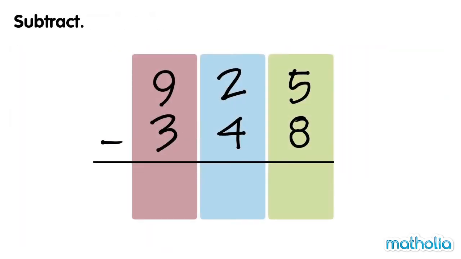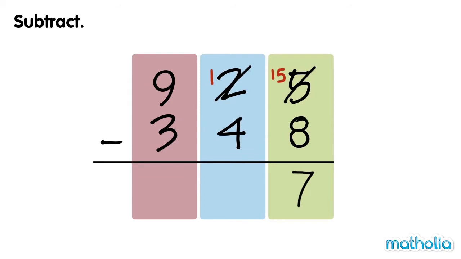Subtract. Let's find 925 minus 348. Let's start by subtracting the ones. We cannot subtract 8 ones from 5 ones, so we regroup 1 ten into 10 ones. Now we have 1 ten and 15 ones. Now we can subtract the ones. 15 ones minus 8 ones equals 7 ones.